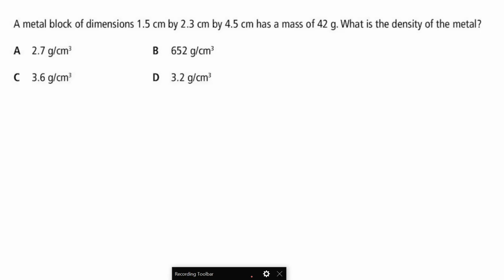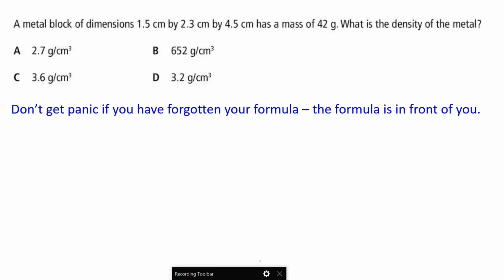Let's look at how to solve the following questions. Given a metal block of dimension 1.5 cm by 2.3 cm by 4.5 cm has a mass of 42 grams. What is the density of the metal? Don't panic if you have forgotten your formulas, right? The formula is in front of you. So very easy. You are asked to look for the density of the metal.